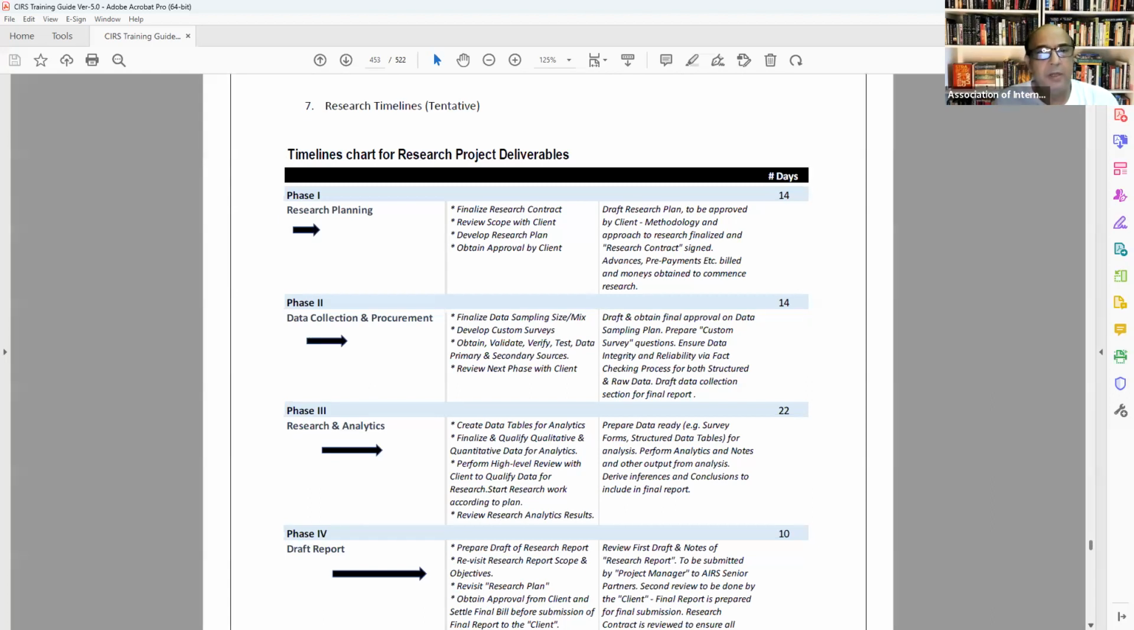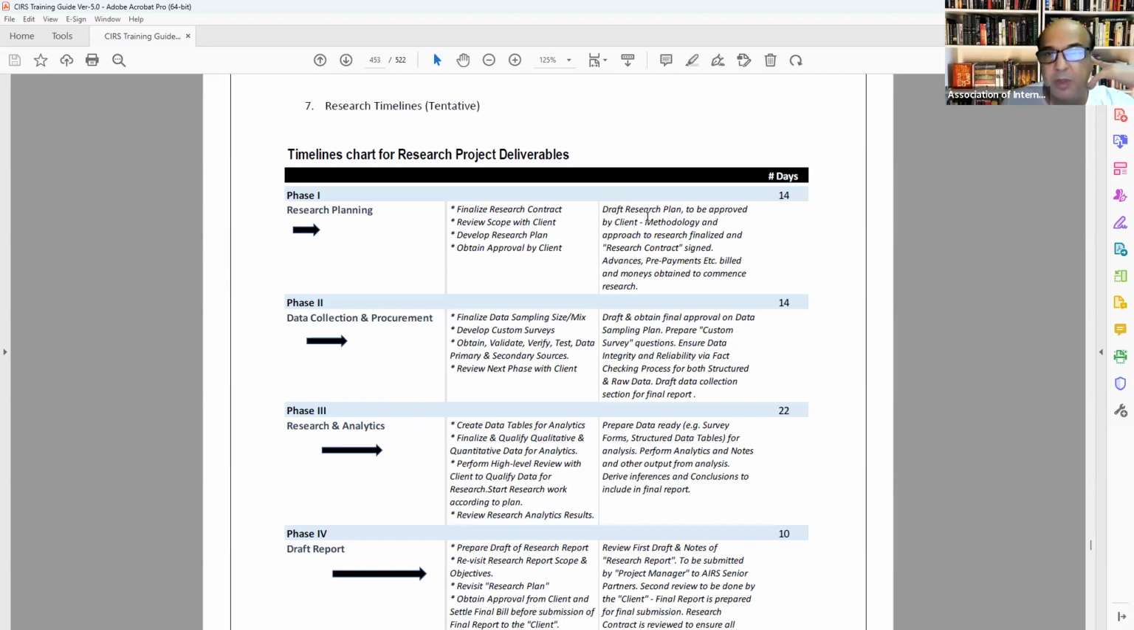And this you could see right here, you've got a timeline chart, which is actually, you could see in this chart, it has different phases of your research project. In the first phase, you are going to do your planning, sitting with the clients, what is involved in that, finalize research contract, review scope, develop research plan, obtain approval by the client. All these are different things that you can foresee that at the planning stage you would need to cover.